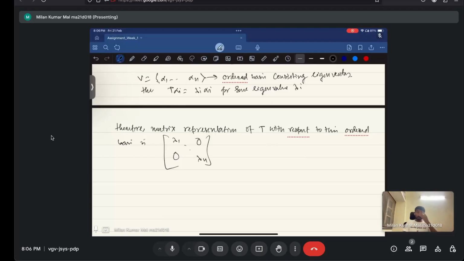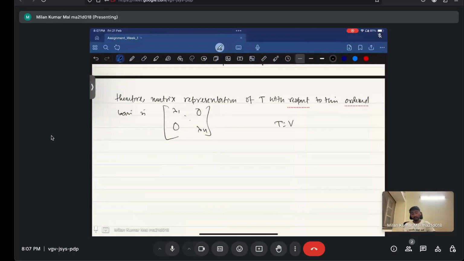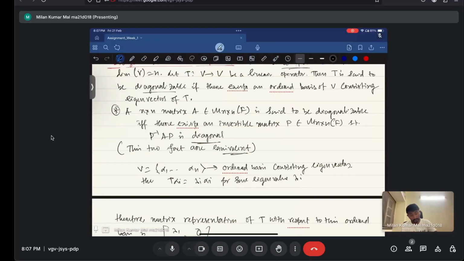But what we have discussed till now is that the matrix representation of a linear operator on a finite dimensional vector space will change to a similar matrix if we change the ordered basis. For example, let T be a linear operator on a vector space V, and with respect to a fixed ordered basis B, T has a matrix A. Now it is saying that there exists an ordered basis consisting of eigenvectors.